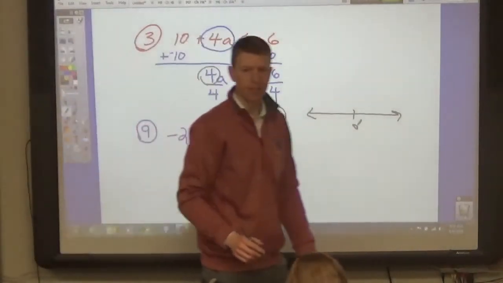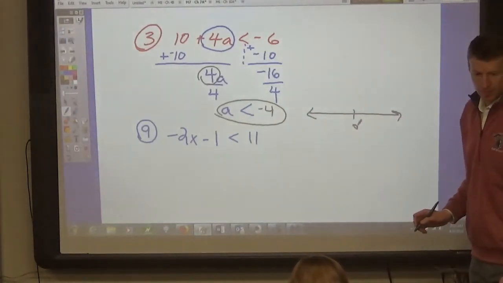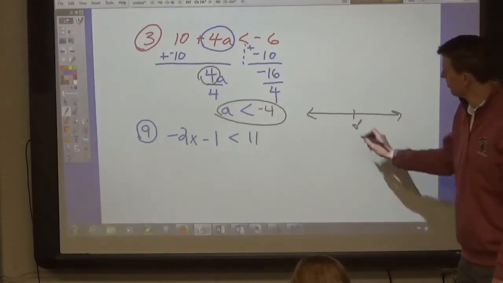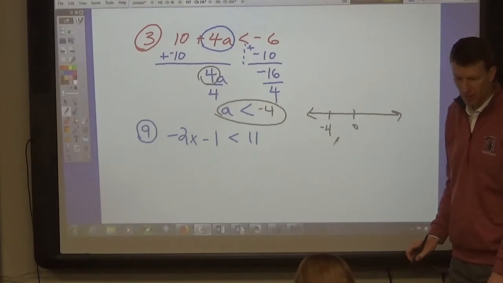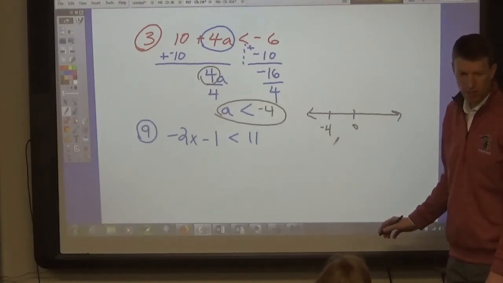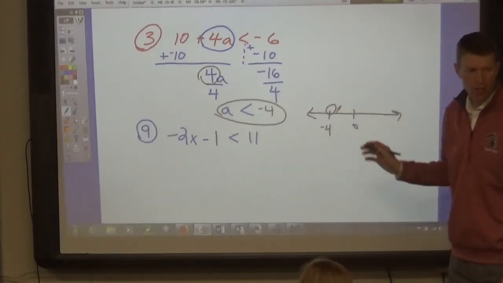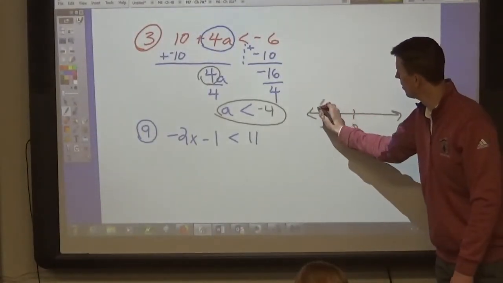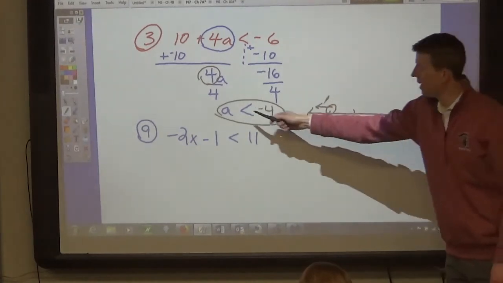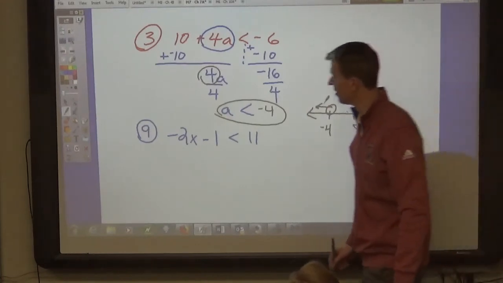Now, how do we graph it? Aiden? Yep, to the left of 0, put negative 4. Mark the number with what kind of dot? An open dot. And which way should we draw the arrow to shade? To the left. Why? Because a is less than negative 4. Yep. Good.